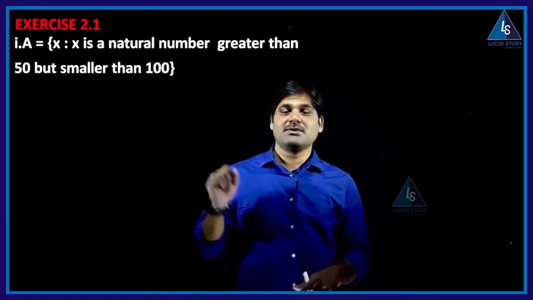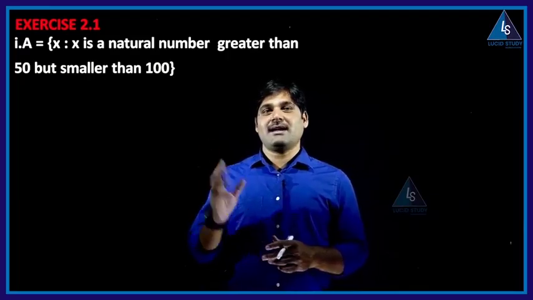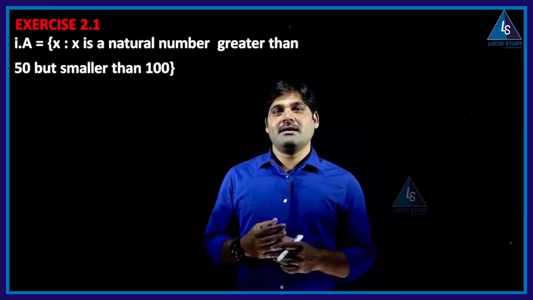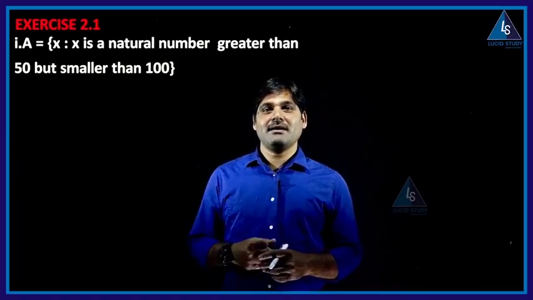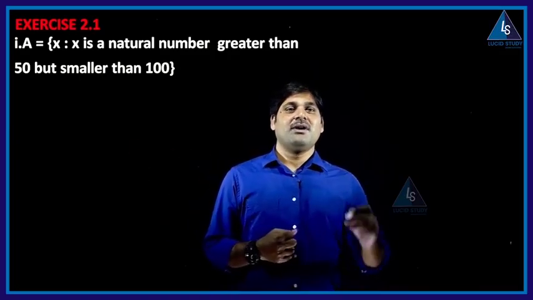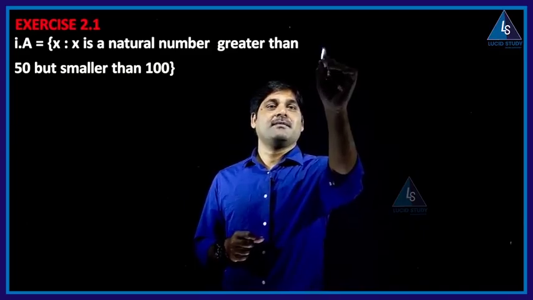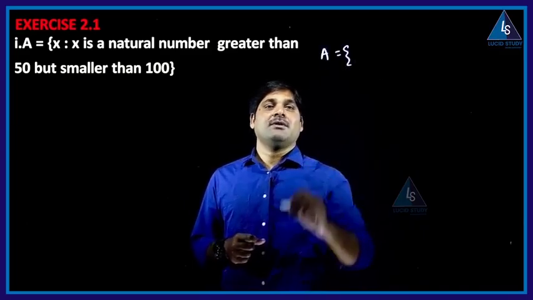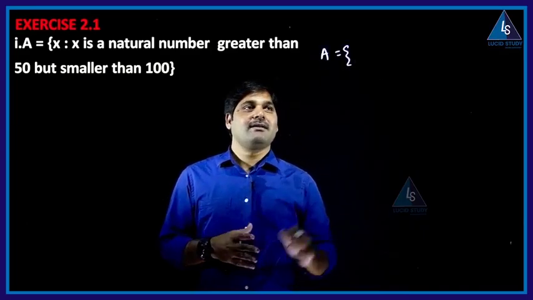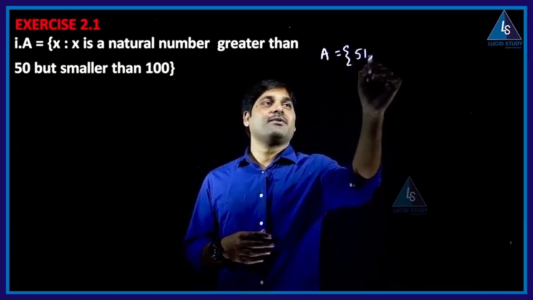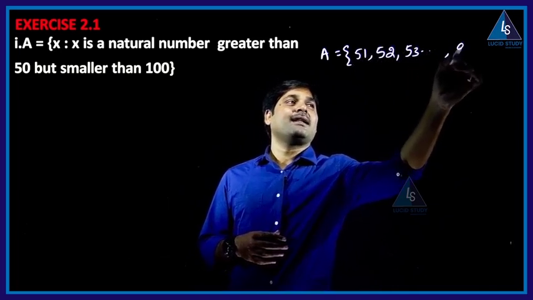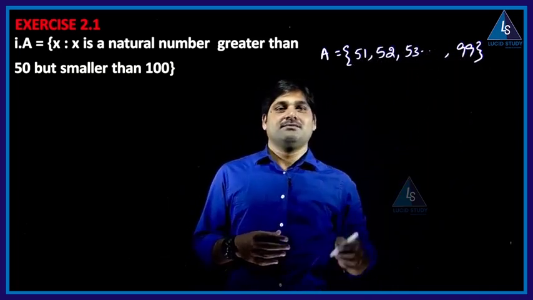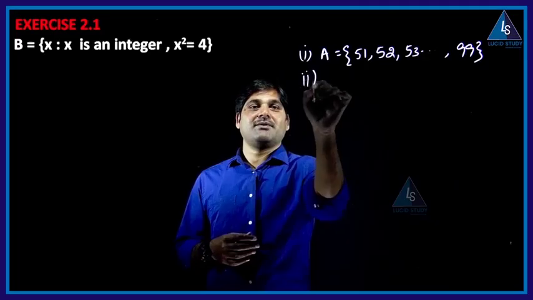See the first one, A is equal to x such that x is a natural number, it is greater than 50 but less than 100. So what are the possible numbers in set A? Tell me. So set A is greater than 50 and less than 100. So it will start from 51, 52, 53 and so on up to 99. Okay.